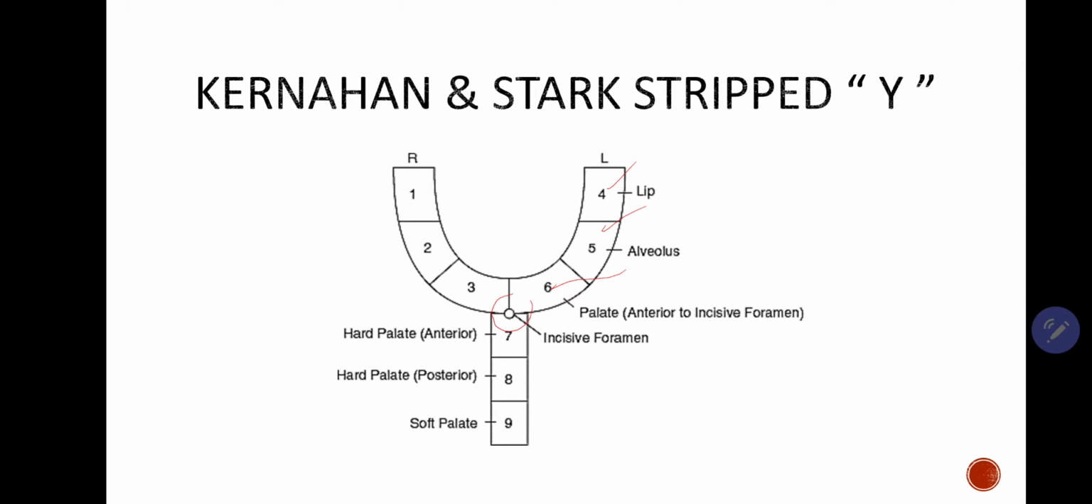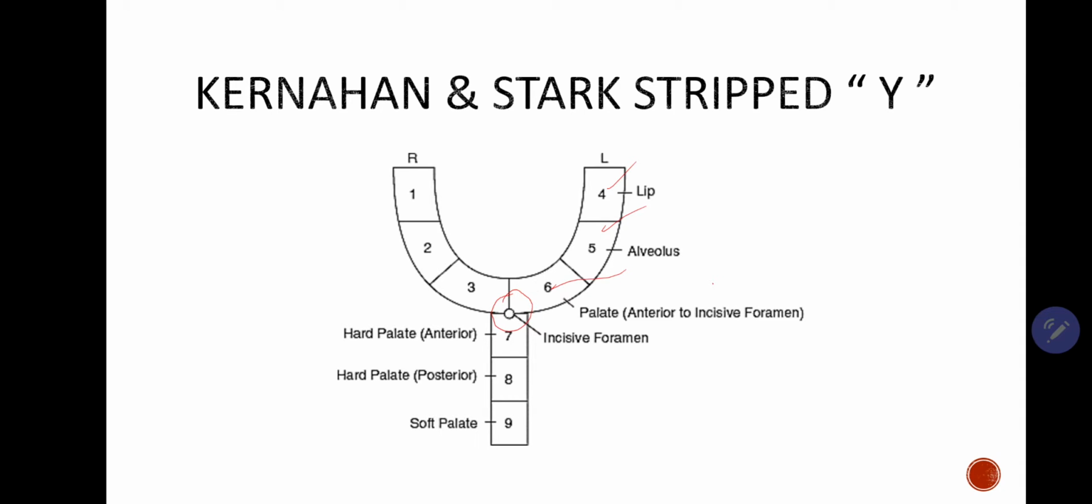This central portion is nothing but the incisive foramen. On the right side you have 3 blocks, 1, 2 and 3, and on the lower side of the incisive foramen you have 7, 8, 9. So these 9 blocks constitute the striped Y classification. Each and every block has a certain nomenclature. The 1 and 4 on both the sides represent the lip, the 2 and 5 on both the sides represent the alveolus, and the 3 and 6 on both the sides represent the palate anterior to the incisive foramen. The 7 represents the anterior portion of the hard palate, 8 represents the posterior hard palate, and 9 represents the soft palate.